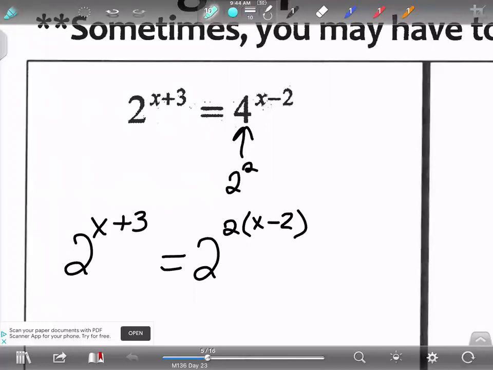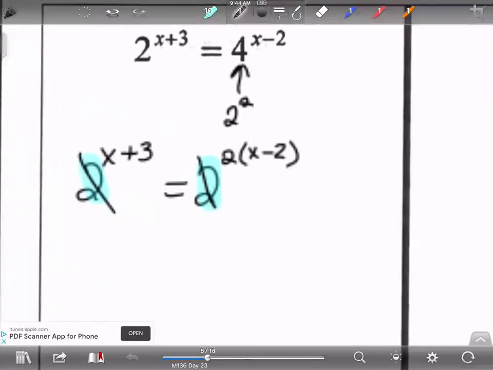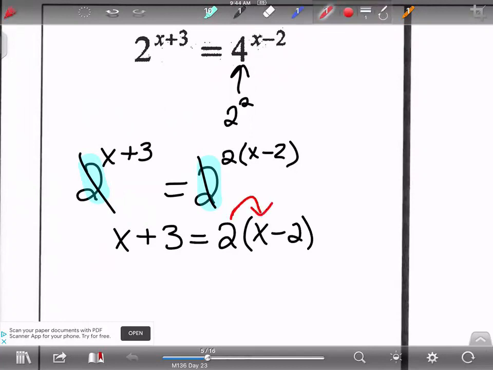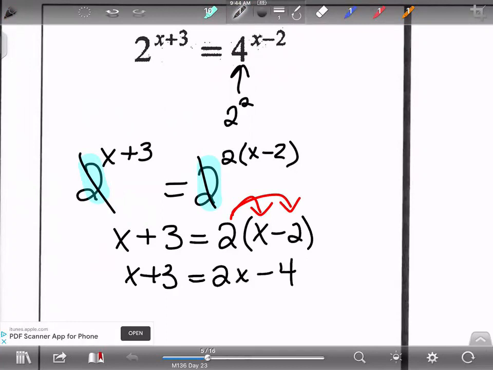So now my bases here are both 2. Since the bases are the same, we can cancel, leaving us with x plus 3 equals 2 times x minus 2. And then to solve this, we're going to distribute to get rid of our parentheses. So x plus 3 equals 2x minus 4.